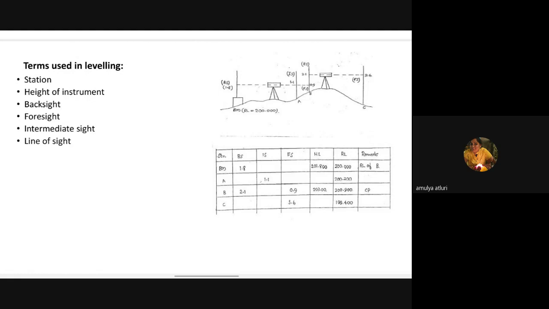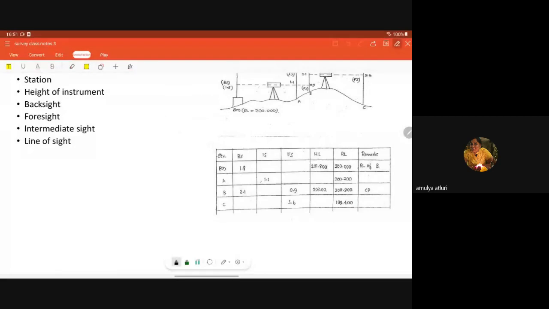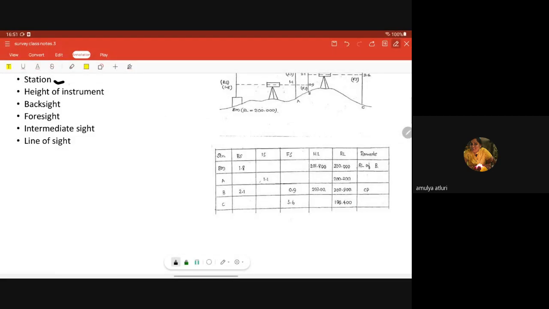Okay, so station. What is station? Station is nothing but the location of the leveling staff. Location of leveling staff is nothing but station. Next, height of the instrument. Height of the instrument is the reduced level. It is called the reduced level.